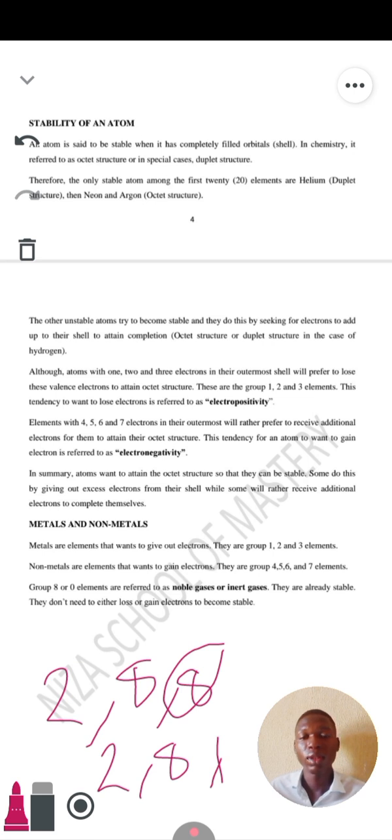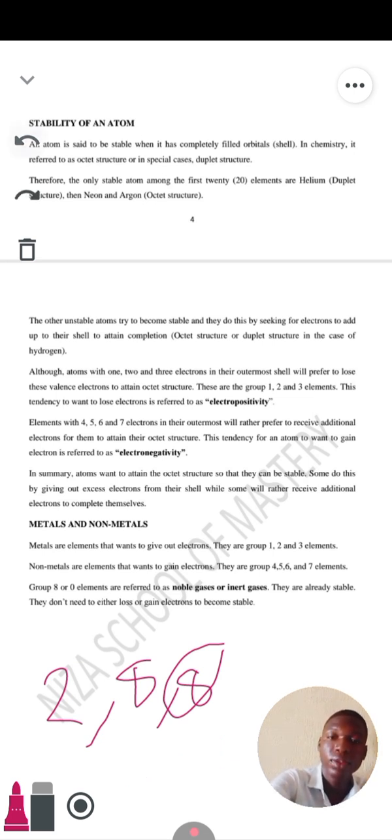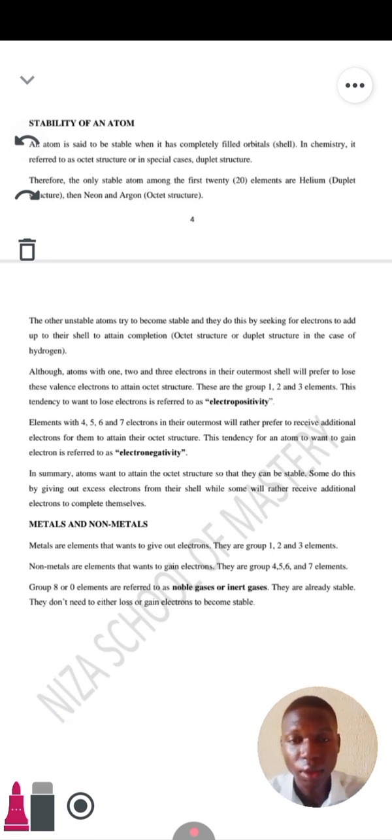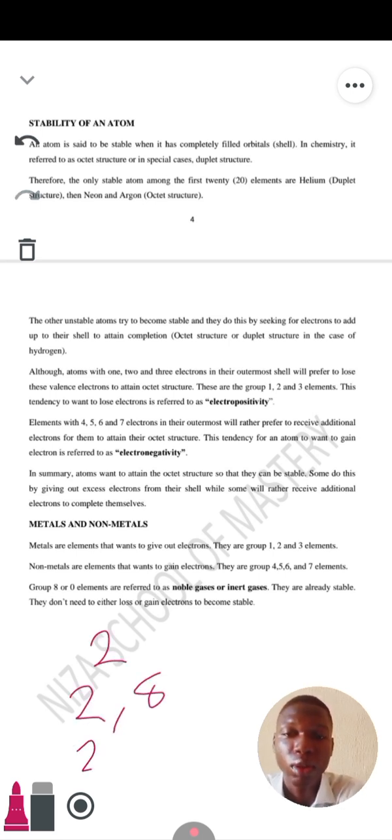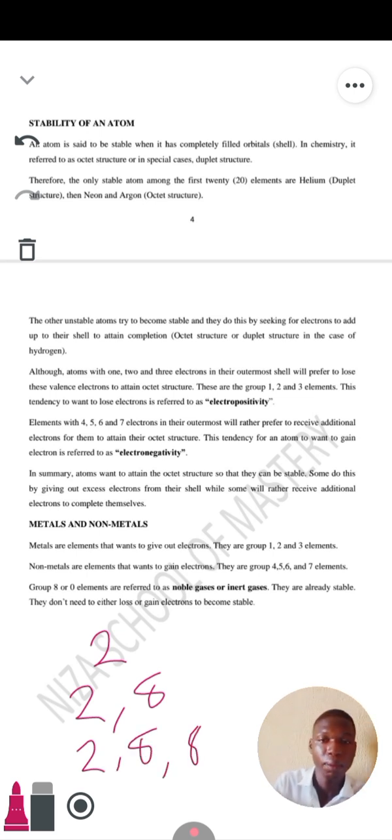So the question is, amidst your first 20 elements, the only stable atoms are helium, neon, and what? And argon. Those three. Your only stable atoms are helium, neon, and argon. What is the electron configuration of helium? Let me write it here. Helium is 2. That of neon is 2, 8. And that of argon is what? 2, 8, 8.